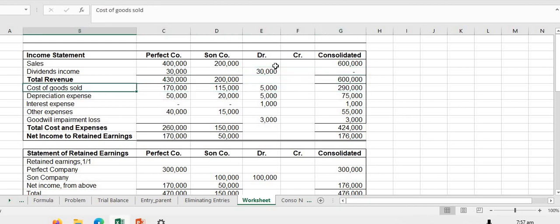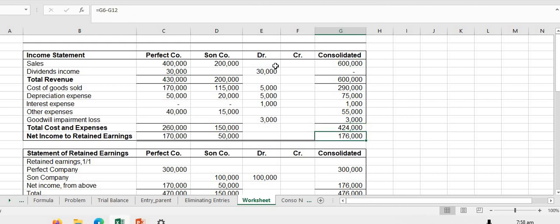Okay? Yung cost of goods sold natin, that's actually 170 plus 115. That's plus yung adjustment natin for 5,000 for the undervaluation of the inventory, that's actually 290,000. Okay? Yung depreciation expense natin, may adjustment tayo na 5,000, so naging 75,000. Yung interest expense natin, may adjustment tayo na 1,000. And then, we have other expenses here, and also adjusted goodwill impairment cost of 3,000. Okay? So, the consolidated revenue is 600, and then we have cost and expenses consolidated of 424,000.